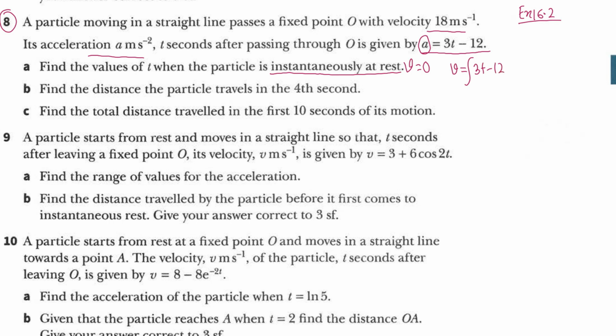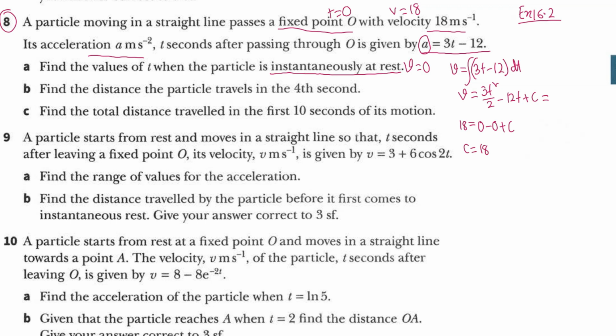3t minus 12 dt, which is 3t square by 2 minus 12t plus c. We have to find out the value of c at that stage. It is written there: fixed point O means t equals 0. When t equals 0, its velocity is given here as 18. We can use this value to get our value of c. So we can write here 18 equals 0 minus 0 plus c. So we can write c equals 18.